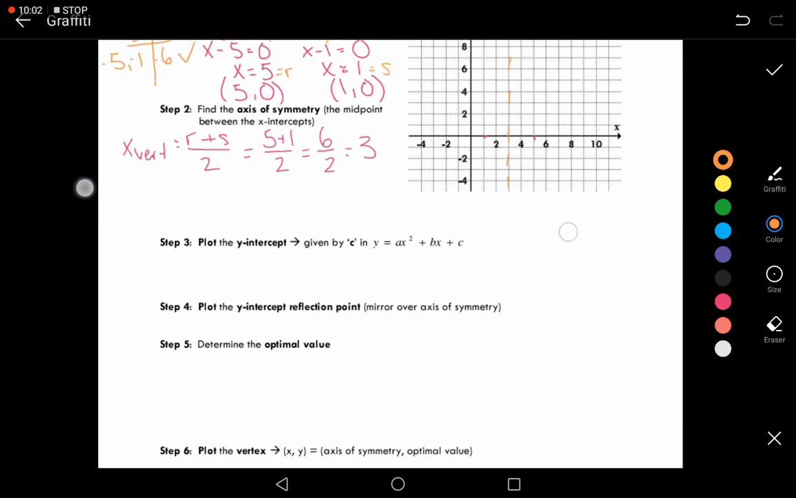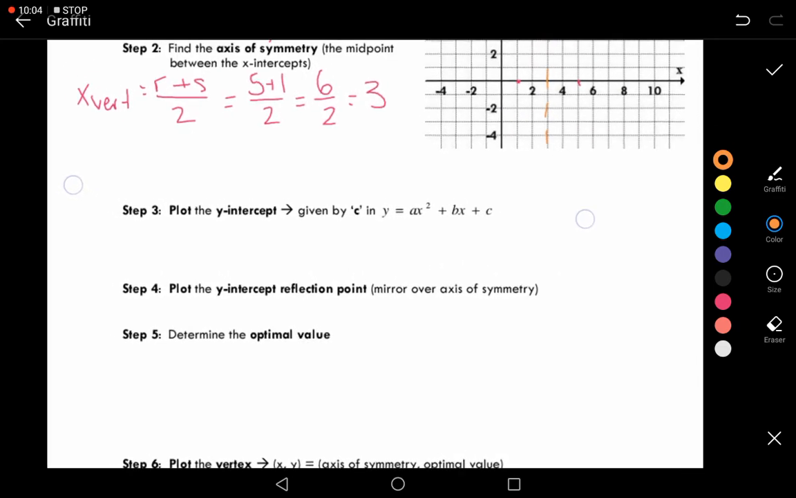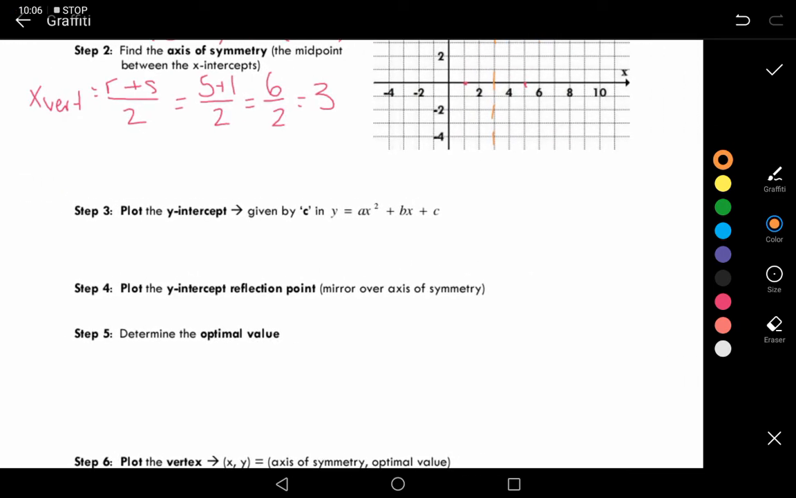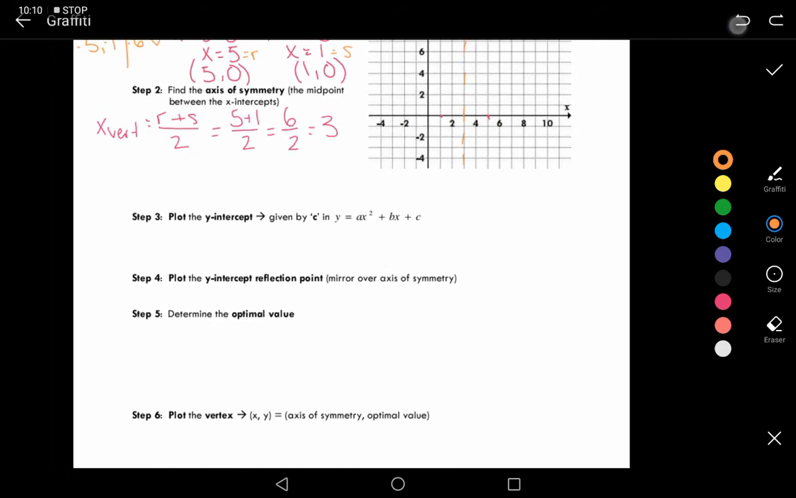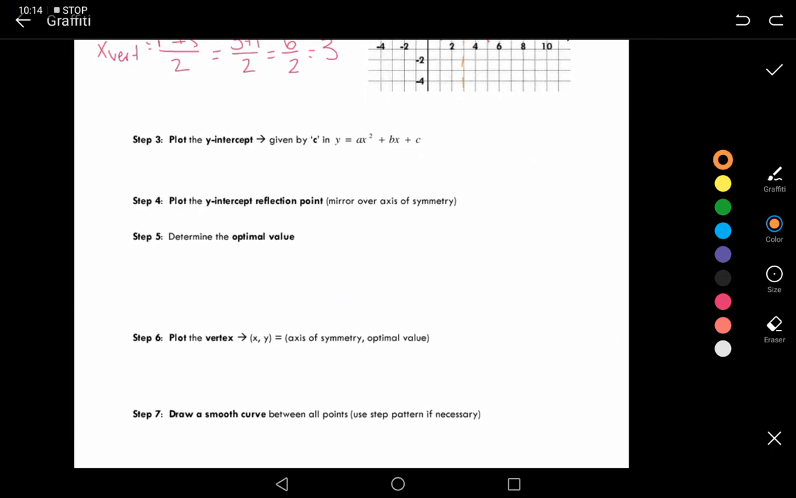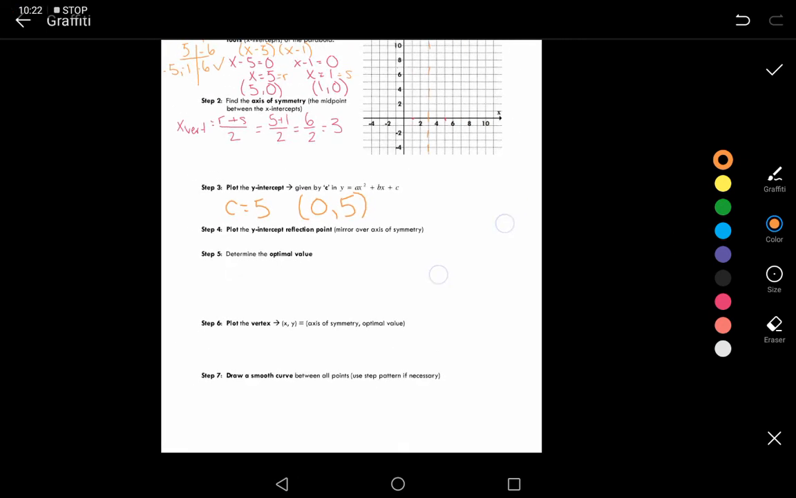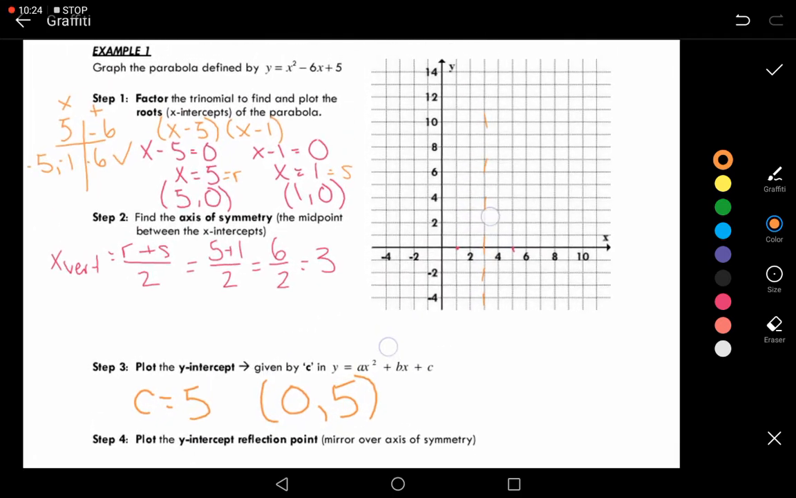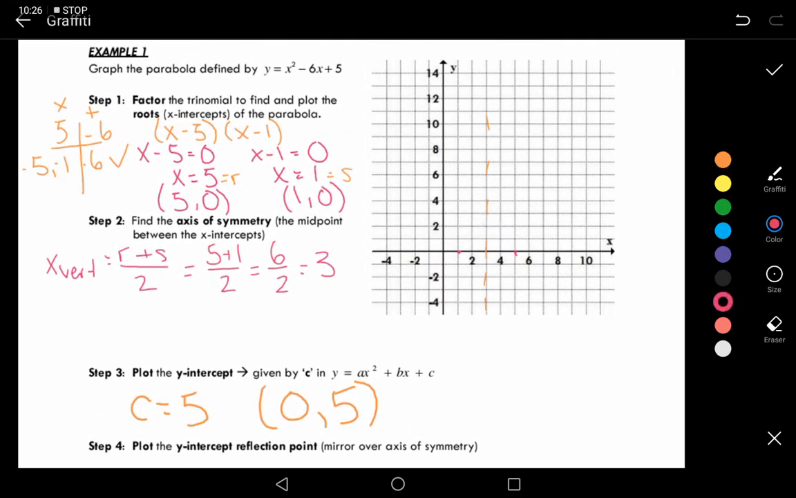Once we have done that, our third step is to plot the y-intercept. The y-intercept is just c in our equation. So we look up here, and our c value is 5. Okay, so c equals 5. That means our y-intercept is at (0, 5). Again, our x has to be 0 because we have to be on that y-axis. So that point would be right here.